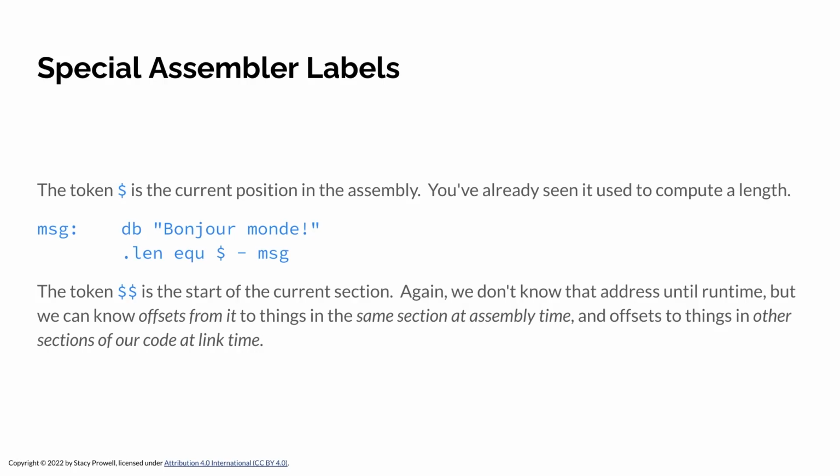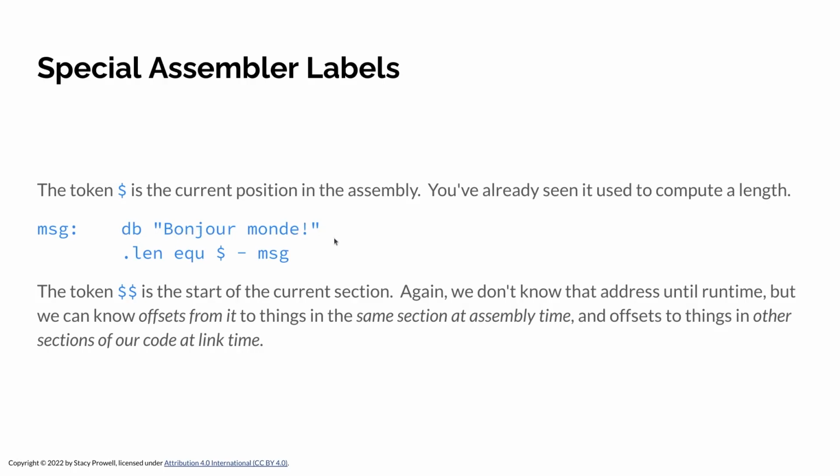Well, we know a few other things. We know that the $ is used by NASM as a token indicating the current position in the assembly. And you've seen it being used. We saw it being used to take $ minus MSG. Right? So we have a message, bonjour monde, and then the current address is the first byte following that. And so if we subtract from that message, we get the length of this piece of this string.